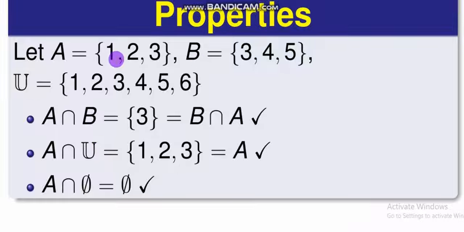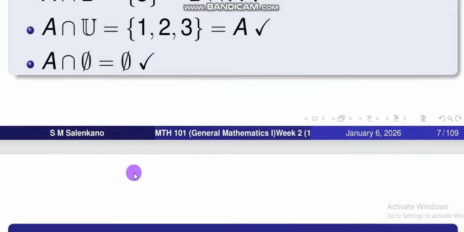So you can see that 1 here is also here, 2 is also here, 3 is also here. So all the elements here in A are also found in the universal set. So you end up having a set that is identical to set A. That is why we just say it is equal to set A. A intersection universal set is the same as set A. Then A intersection empty set, as we said, there is no element in the empty set at all, and because of that you don't have any elements that are common to them, and the result will just be an empty set.